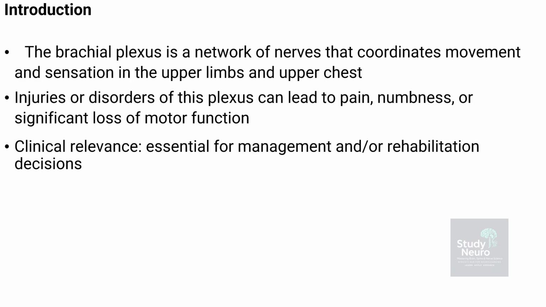The brachial plexus is a complex network of nerves formed by the ventral rami of C5 to T1. It coordinates both movement and sensation in the shoulders, arms, and upper chest. When these nerves are injured or affected by disease, patients may experience pain, numbness, or significant weakness. A solid understanding of this anatomy is essential for guiding treatment, planning rehabilitation, and optimizing patient care.